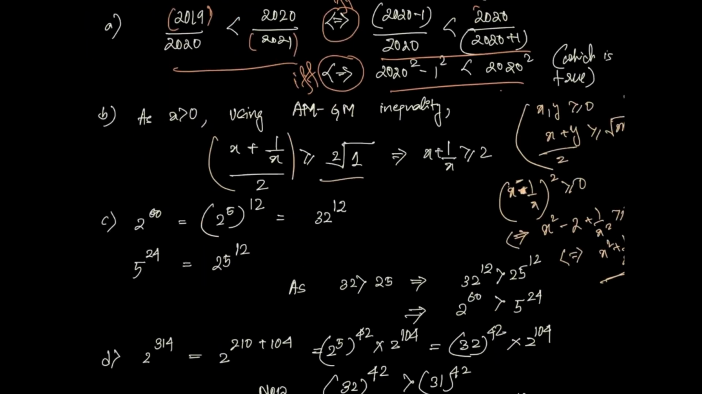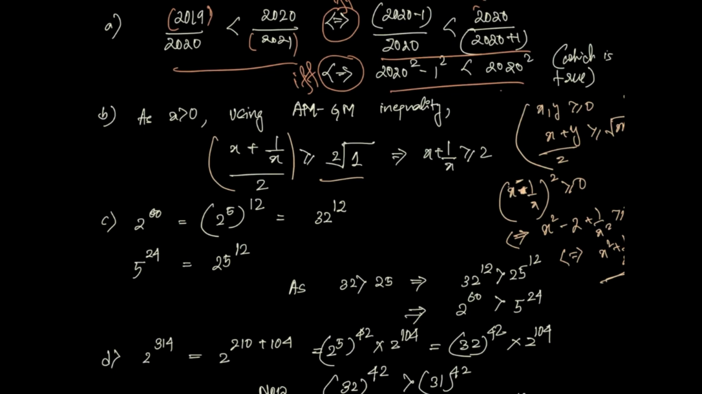And you can look at here that we have 2 to the power 60, which is nothing but 2 to the power 5 into 12. So just put 12 outside. This is nothing but 32 to the power 12. Then 5 to the power 24 also is 25 to the power 12. This is why we equated the exponent here, because we noticed that 60 and 24 have a common divisor of 12.